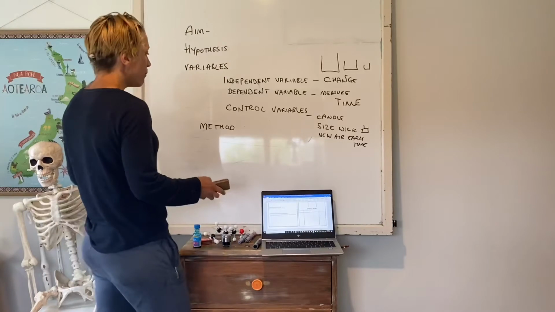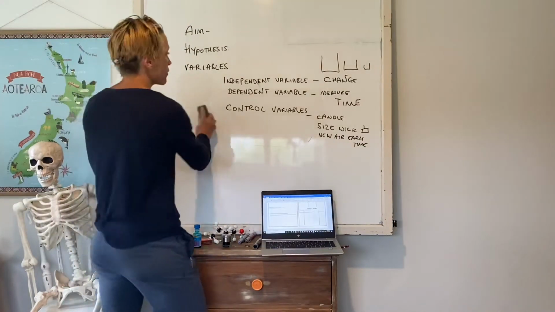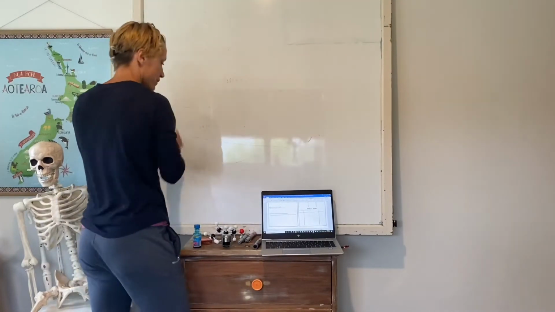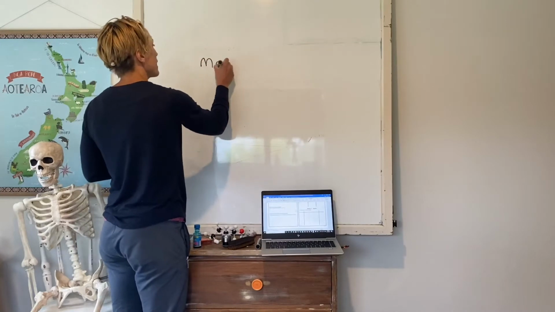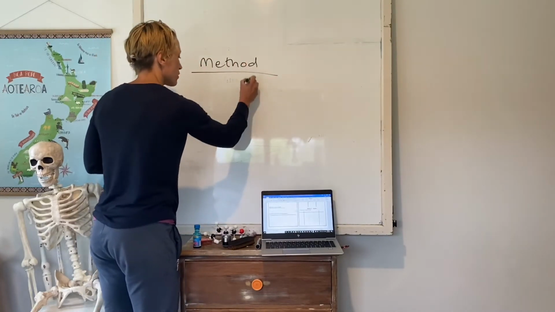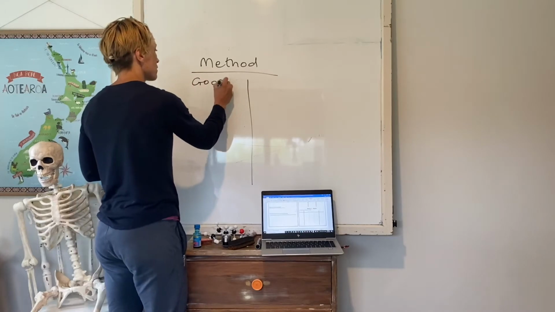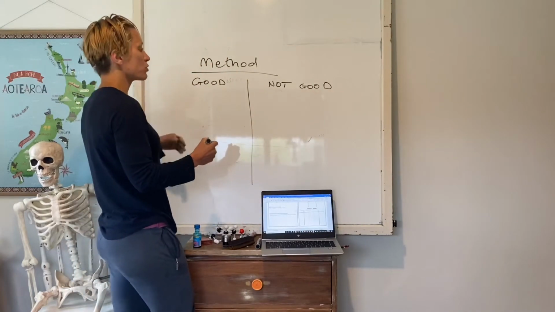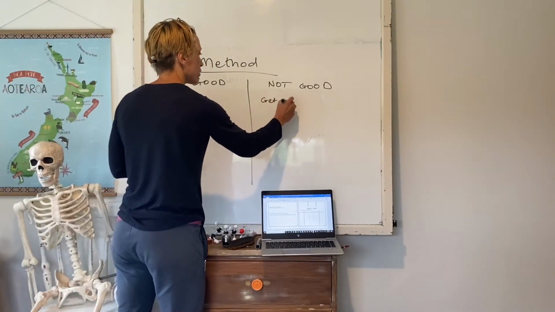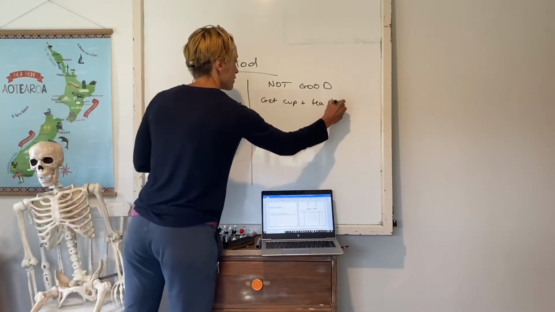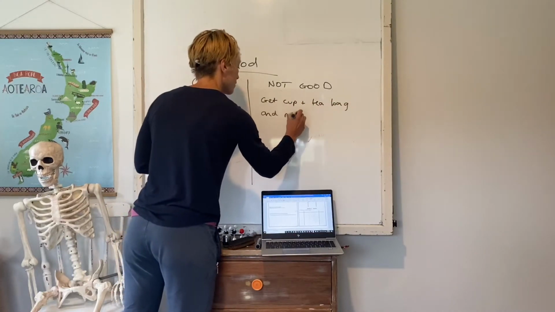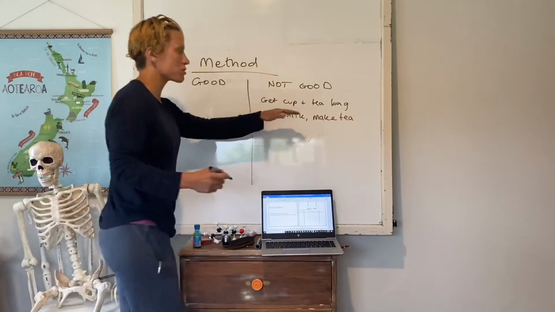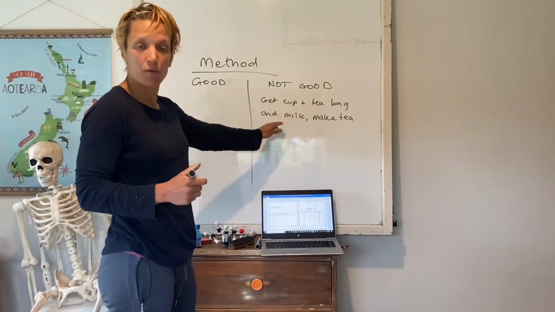So, let me give you an example of a not so good method and an example of a good method. A method to make a cup of tea, right? Good, not good. So, not good would be get cup and tea bag and milk. Make tea. Okay, imagine someone had never made a cup of tea before. It's not going to help them.